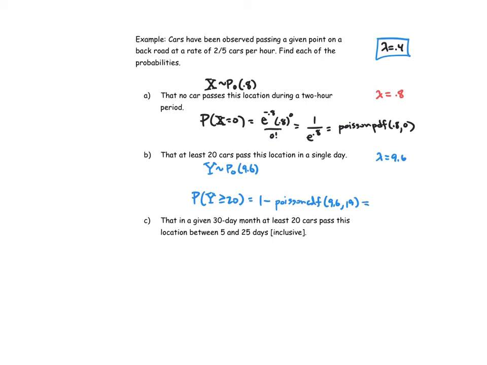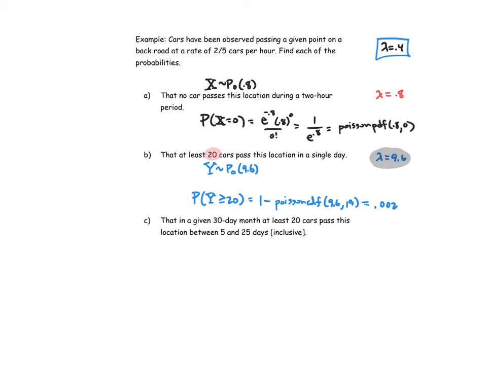Looks like a really, really small chance of that happening, which makes sense contextually because our rate actually tells us a lot. If you look at this rate, this is the expected value or expected number of vehicles to pass that point for an entire day. And I'm looking at, what's the probability that at least 20 cars pass? Not likely, right? If the average number of cars that pass that spot during a given day is 9.6, then for sure 20 is highly unlikely.